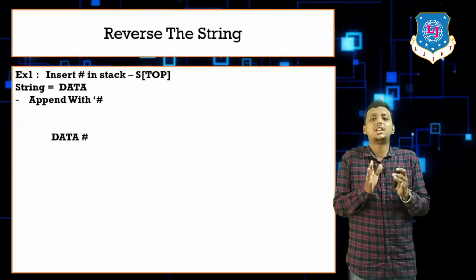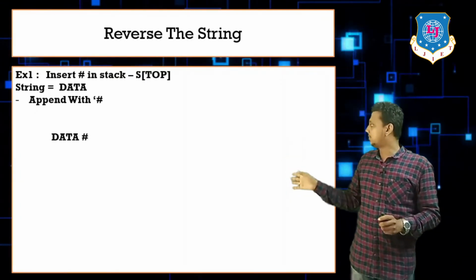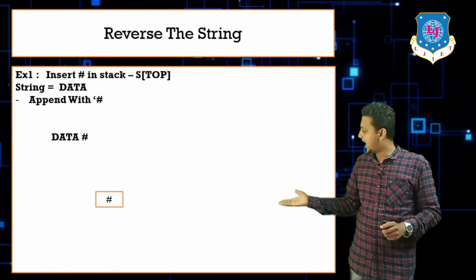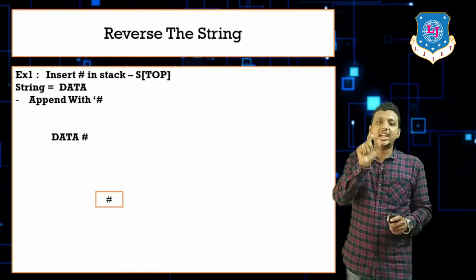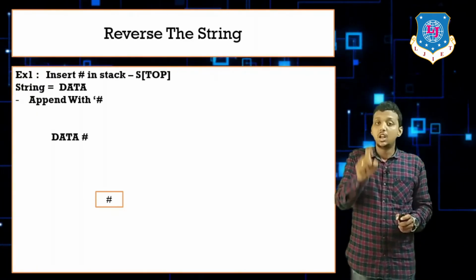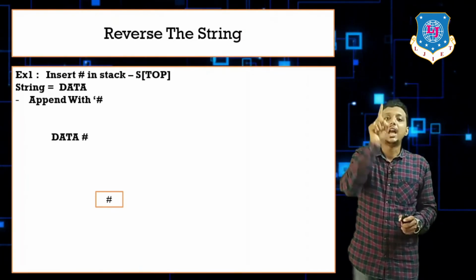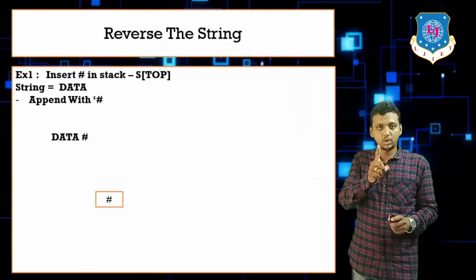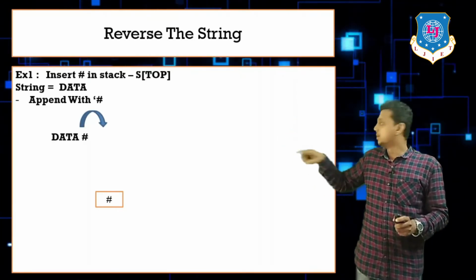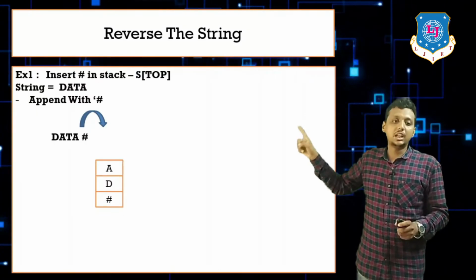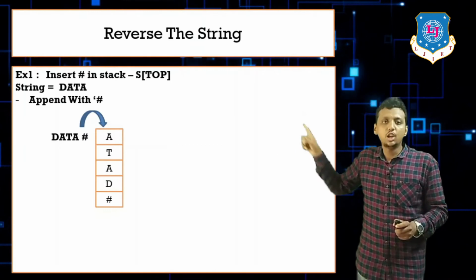Hash just represents the end of the string. Now let me take one stack and initialize it with hash. Now I'm going to take each and every character from the string and push it inside the stack, unless I get hash in the input string. Clear? So first I'm going to take the D, push it inside the stack, then A, push, T, push, A, push.